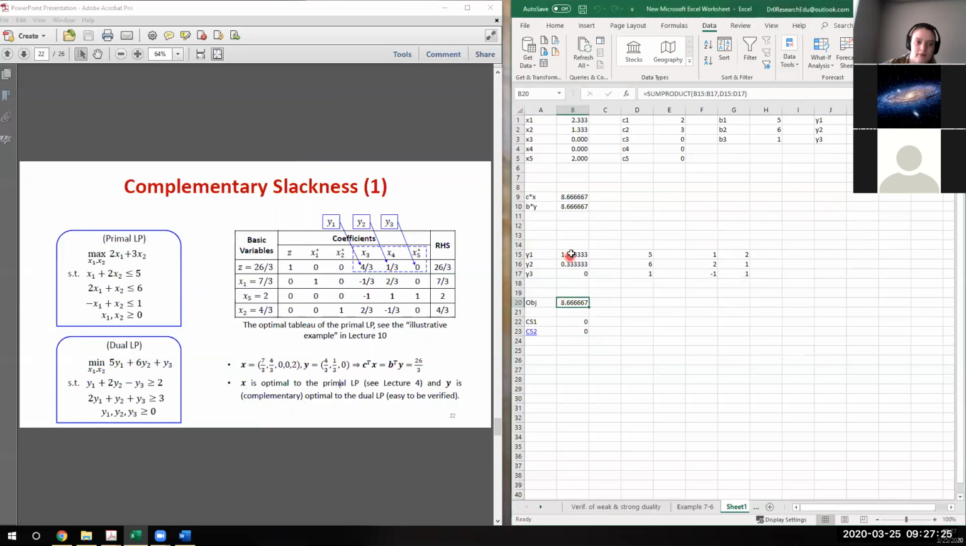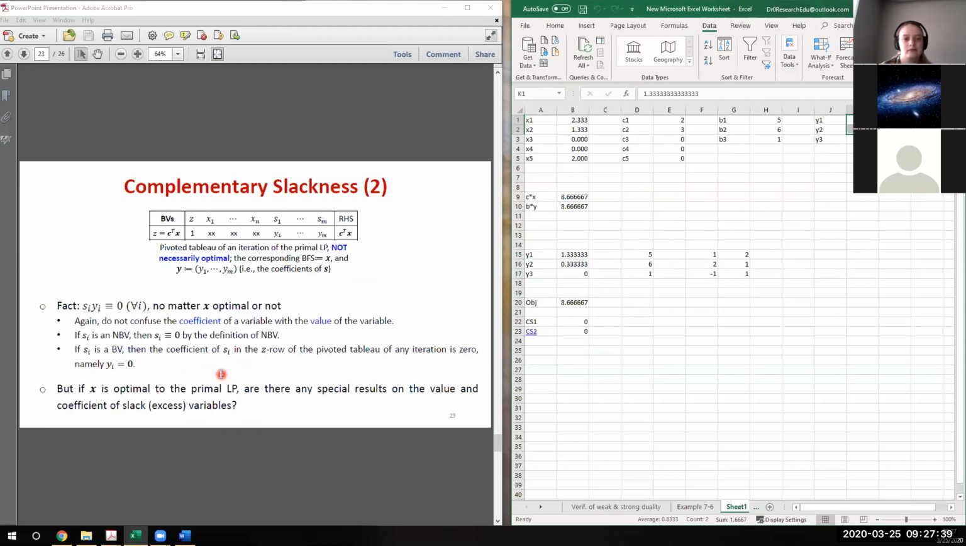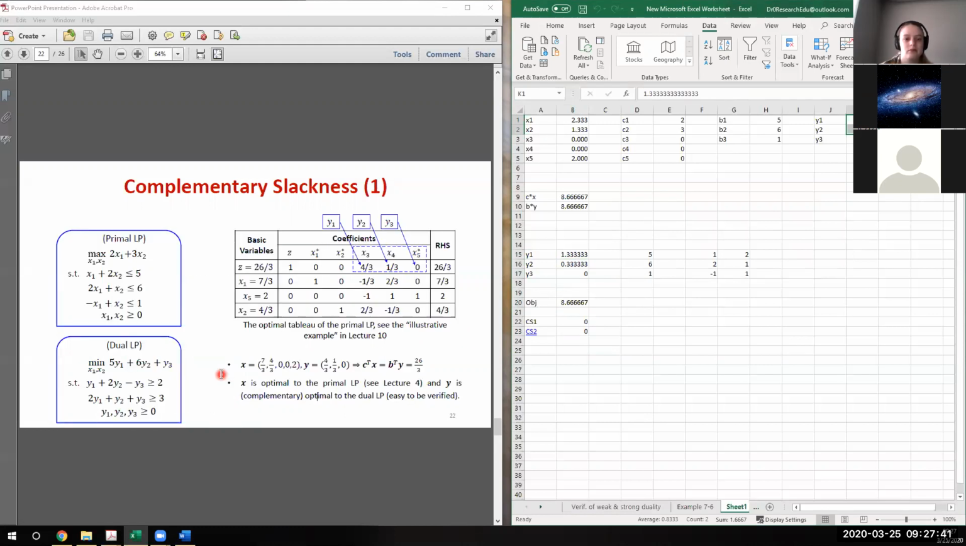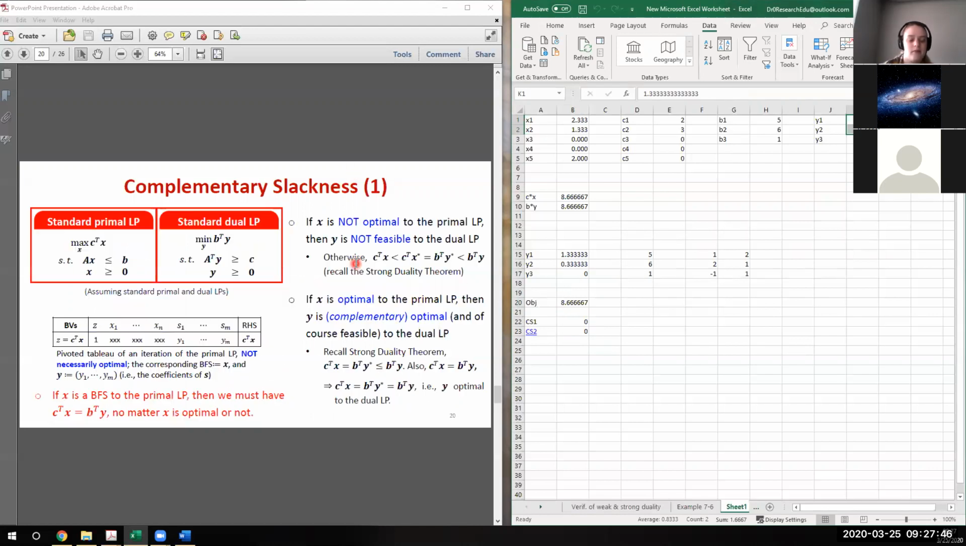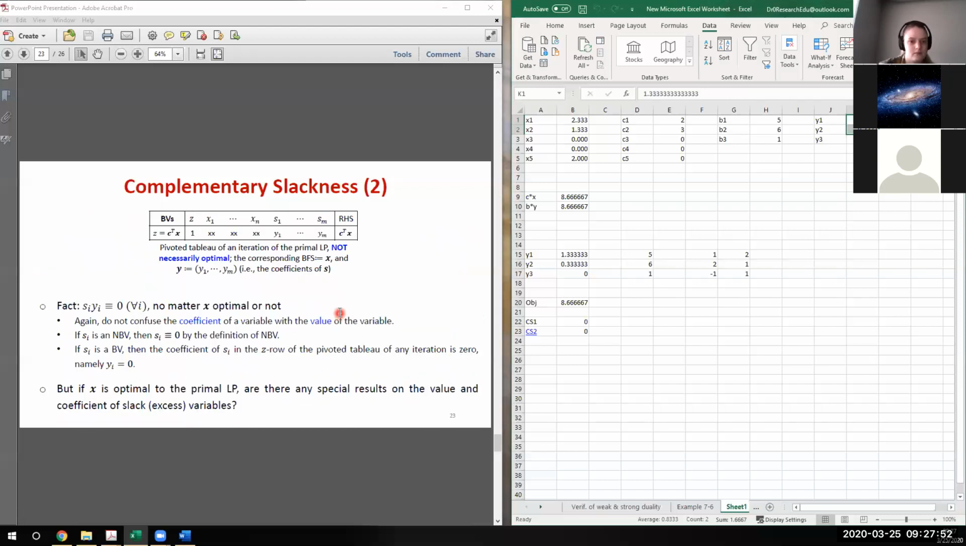See it? 1, 3 to 3, 0, 3 to 3, 0. The same here. This tells you, okay, this y is indeed optimal to the corresponding dual LP. Any questions? So this example is just to verify these conclusions. Okay. No question?